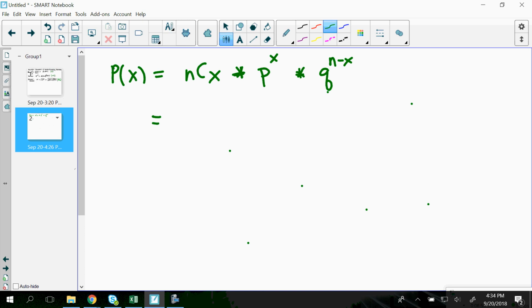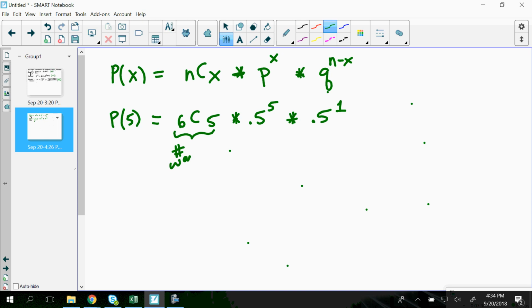So for this one, we're doing P of 5, so that we have 6 choose 5 ways to get 5 successes. And then we're going to multiply that times the probability of success, which is 0.5, to the power of 5 successes, and then times Q, which is also 0.5, doesn't always work out like this. Take away 5 successes from 6 trials, and you have 1 leftover trial that's going to be a failure. So this is the number of ways.